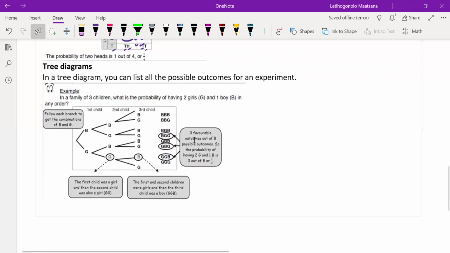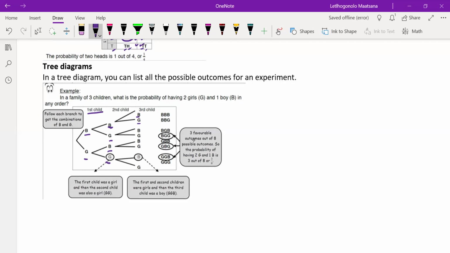We can also use a tree diagram. In a tree diagram, you can list all possible outcomes of an experiment. For example, in a family of 3 children, what is the probability of having 2 girls and 1 boy? So you're going to start with the first one. Chances are boy or girl, right? For your second one, it could be a boy or girl. Or if you had a girl first, then you could have a boy second or a girl second. For your third child, maybe you had a boy as a third child, you can have a possibility of having a boy, or you can have a possibility of having a girl. So it goes on and on in the same way.